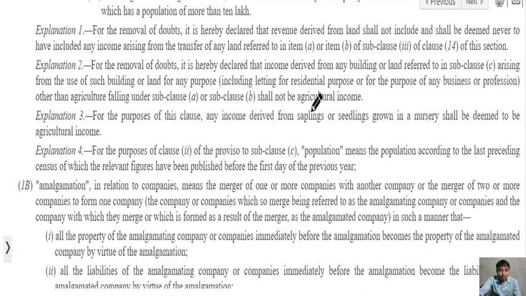So that's all about clause 1A of section 2 of the Income Tax Act. That's all.